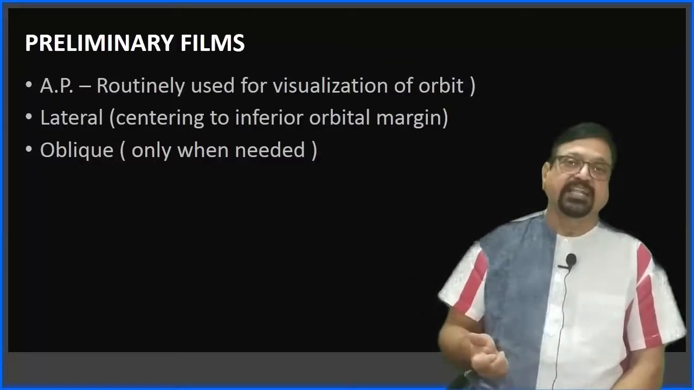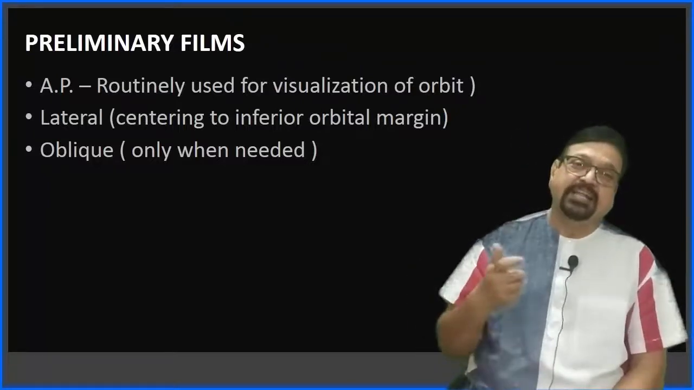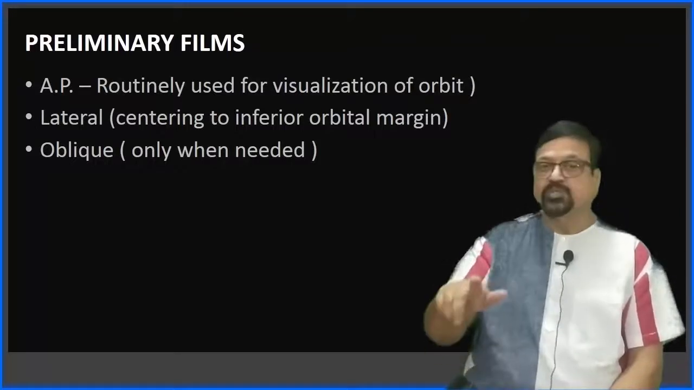It has to be supine. Another best way where we can see all the margins of the orbit, the lacrimal gland portion, and the lacrimal sac portion is a Waters view. That also is a prone position.